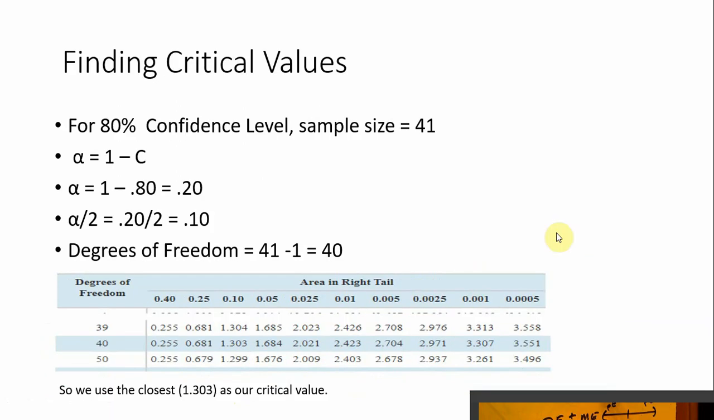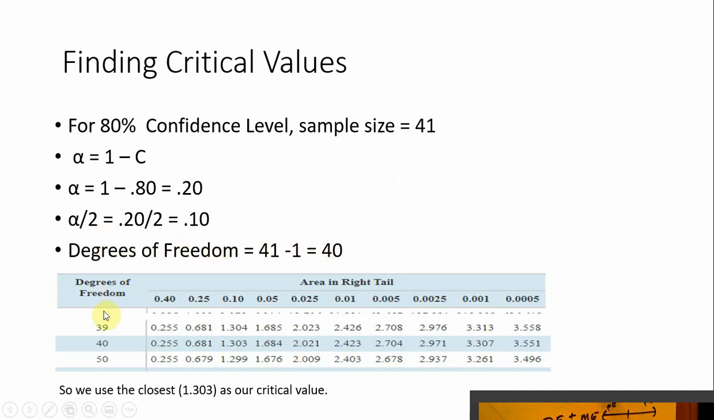So let's do an example. So if I had an 80% confidence level, the sample size is 41. I would do, okay, alpha is my 1 minus c. There's my 0.20. I need an alpha over 2, so my area in the right side or the left side is 0.10. For a t, if I'm going to do t-distribution, I need degrees of freedom. So the sample size was 41. 41 minus 1 is 40.